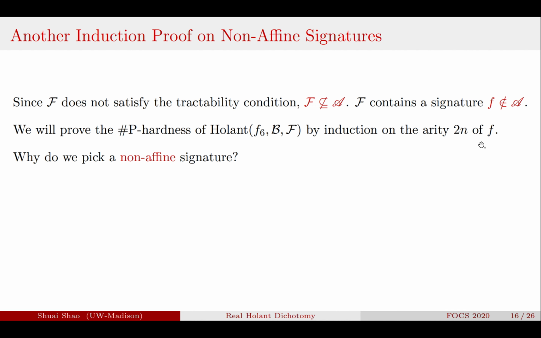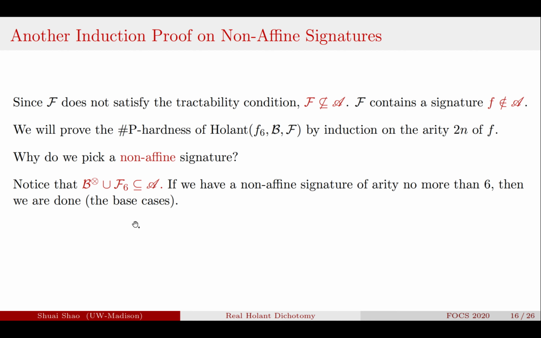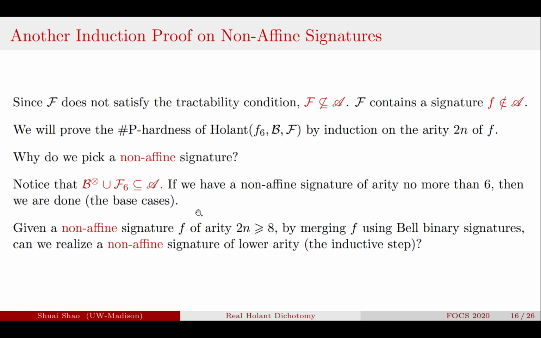Now, why do we pick a non-affine signature? Well, notice that the tensor products of biobinary signatures and the special family script F sub 6 are all affine signatures. So, if we have a non-affine signature of arity no more than 6, then we are done. So this is the base case. Now we consider the inductive step. This is another induction proof based on the arity of a non-affine signature.